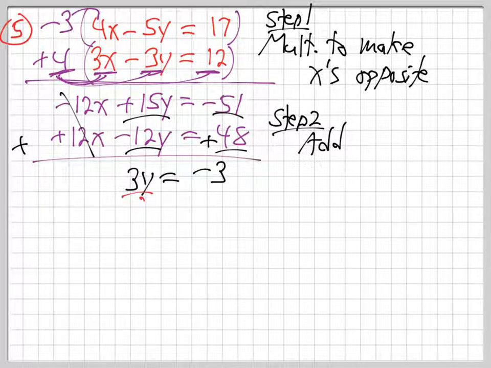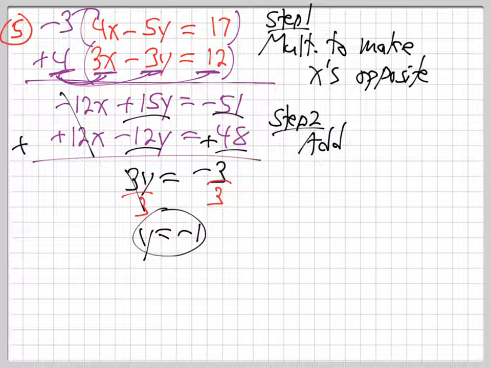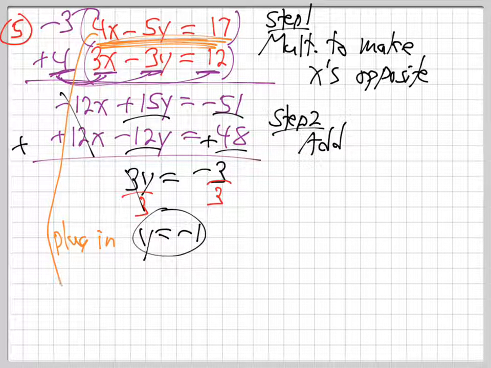Now we can solve for y. Divide by 3. y is -1. We got our hands on y. You know what to do. Once you get one letter, plug it in. Plug in y. Where? I'll just grab the first equation. Doesn't matter that we changed it, multiplied it, whatever. Just grab the original version. Or you could grab the new one. It'll work the same either way.